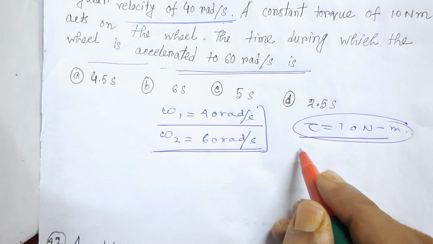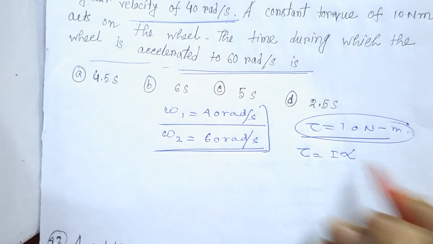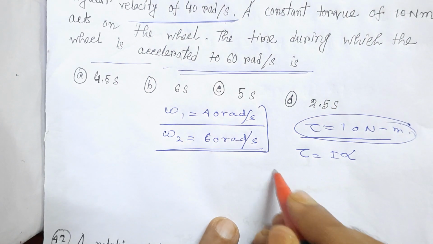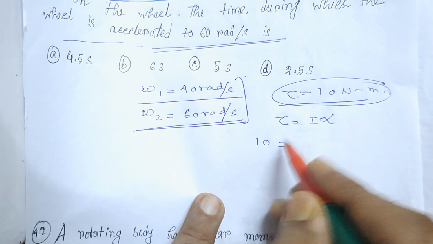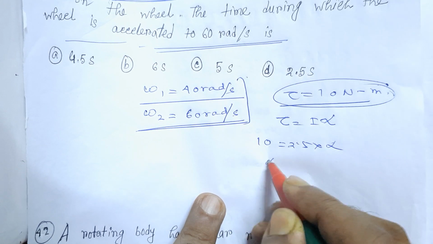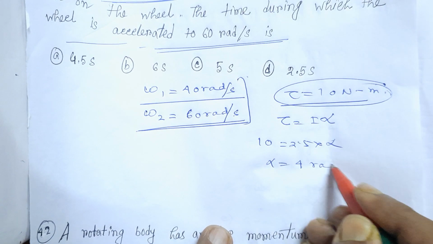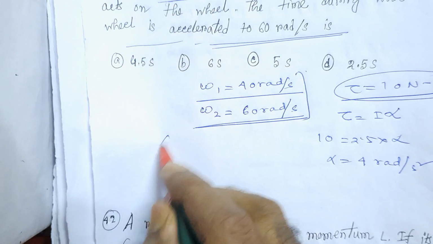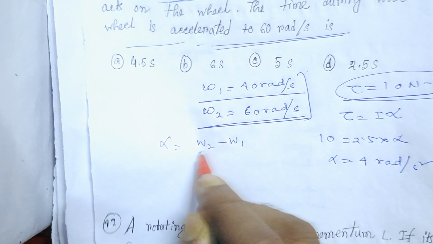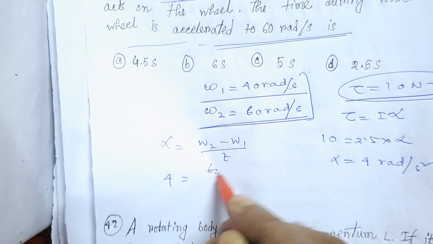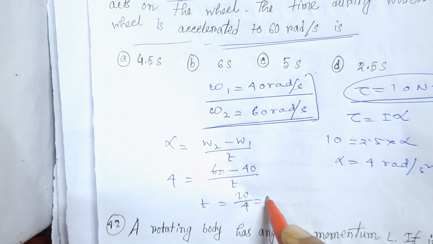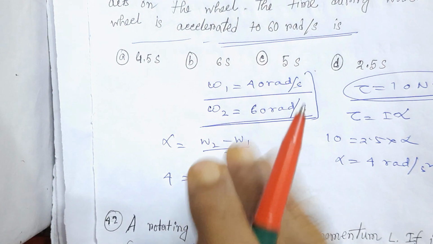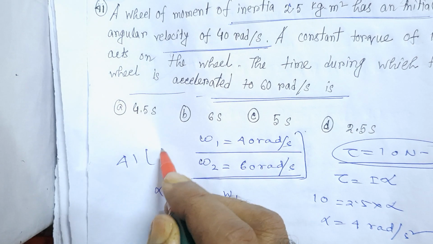When torque is applied, there should be an angular acceleration, and tau equals I into alpha, where alpha is the angular acceleration. Here tau is 10 and moment of inertia is 2.5, so 2.5 into alpha. So alpha equals 10 over 2.5, that means 4 radian per second square. Again alpha equals omega 2 minus omega 1 by t. So 4 equals 60 minus 40 by t. So t equals 20 by 4 equals 5 seconds. So our correct choice is C. So the correct choice to the question number 41 is C.